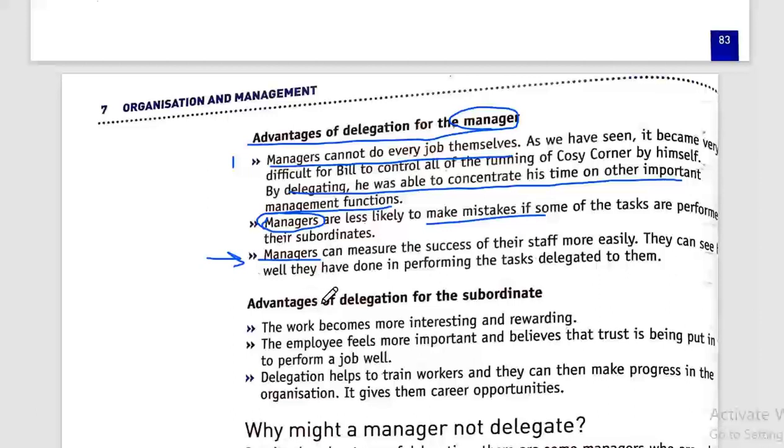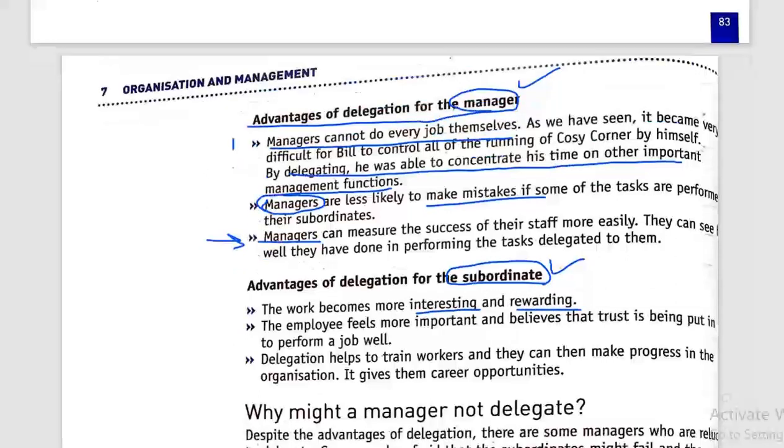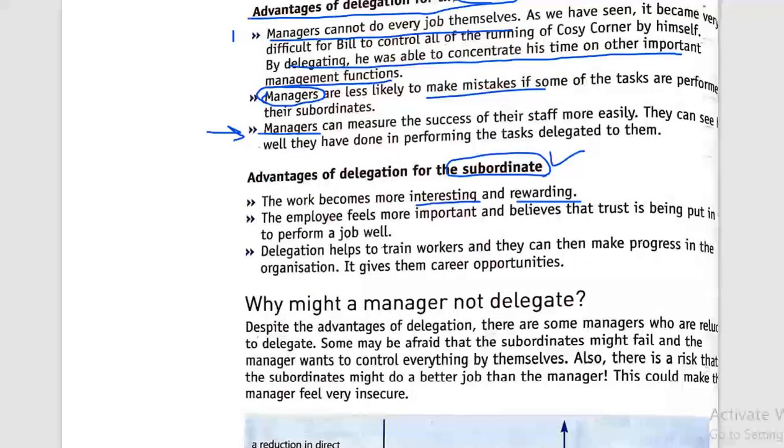What are the advantages of delegation for the subordinates? Pay attention. Over here, we were talking about the manager, and now we're going to talk about the subordinates. Number one, delegation makes work more interesting and more rewarding, because as a subordinate, I'm doing something over and over and over. So when the manager delegates something to the subordinate, it makes the work more interesting and less boring.